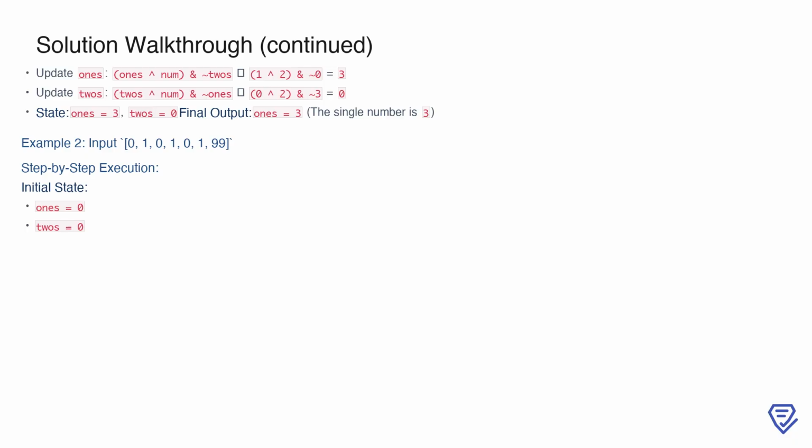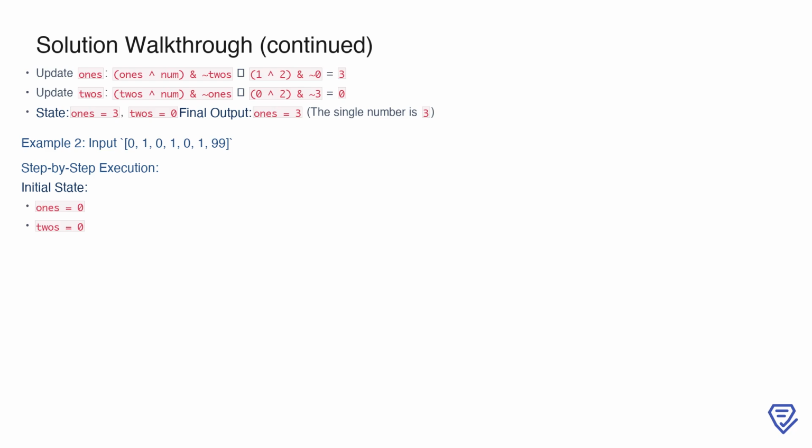Again, we initialize ones and twos to 0. For the first number, 0, both ones and twos remain unchanged at 0. When we process the next number, 1, ones becomes 1 while twos stays 0, indicating that 1 has been seen once. The following number, 0, doesn't change the values of ones and twos.